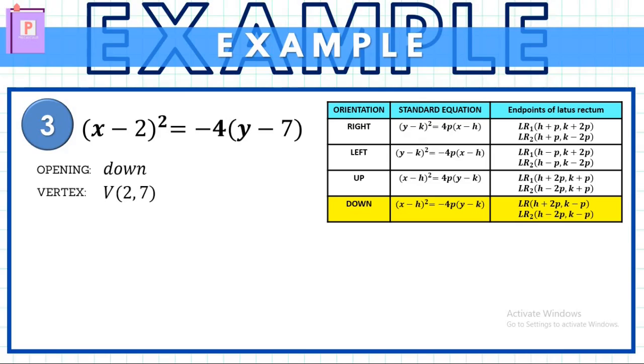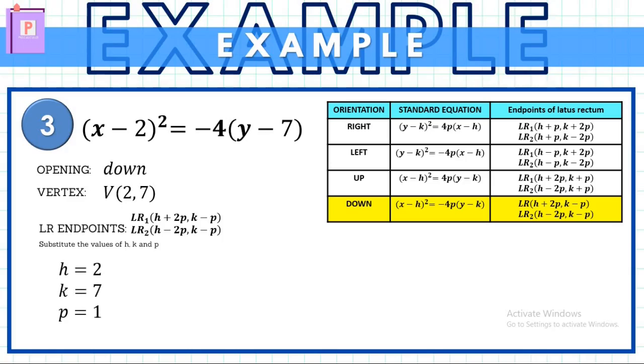The vertex is at (2, 7). So the formula that we are going to use is this one. The values of h and k are 2 and 7. Let's try to illustrate here a parabola that opens downward, and then let's make sense of the formula constructed. The vertex will be at the highest peak of the curve. So the focus will be plotted below the vertex, and the endpoints of the latus rectum will be plotted to the left and to the right of the focus.